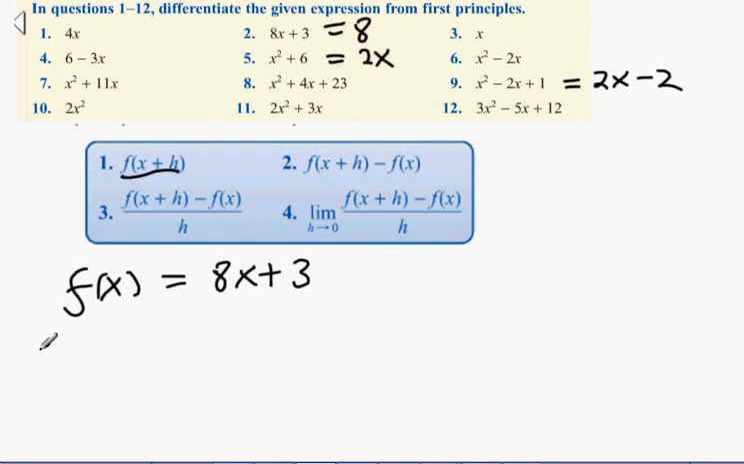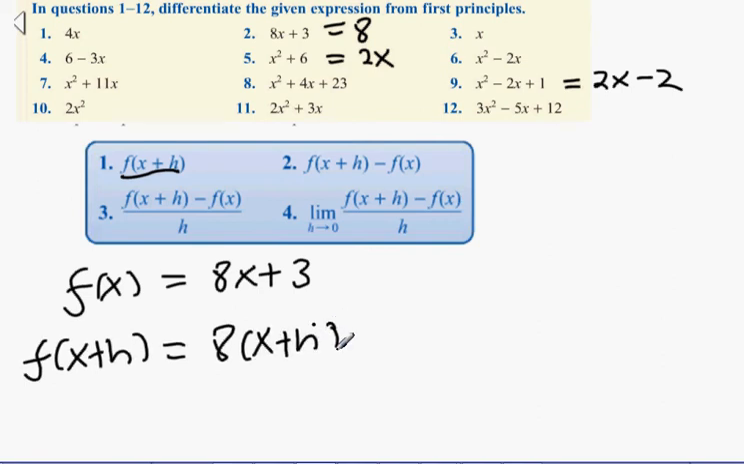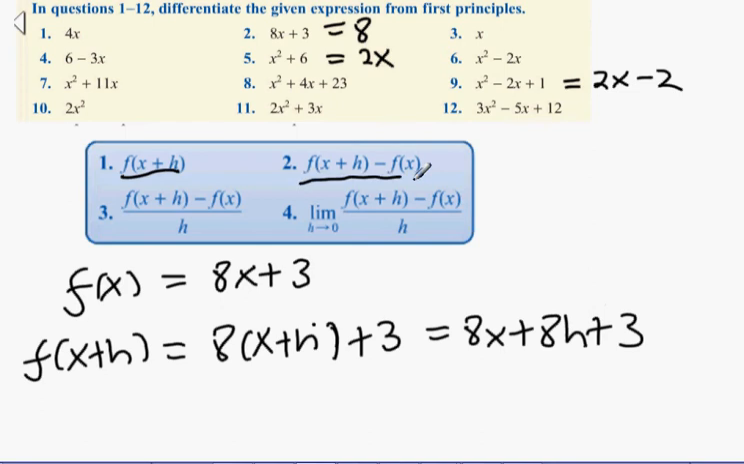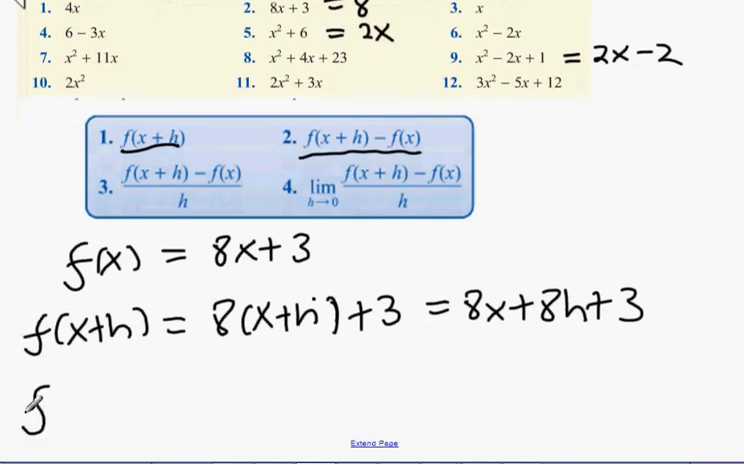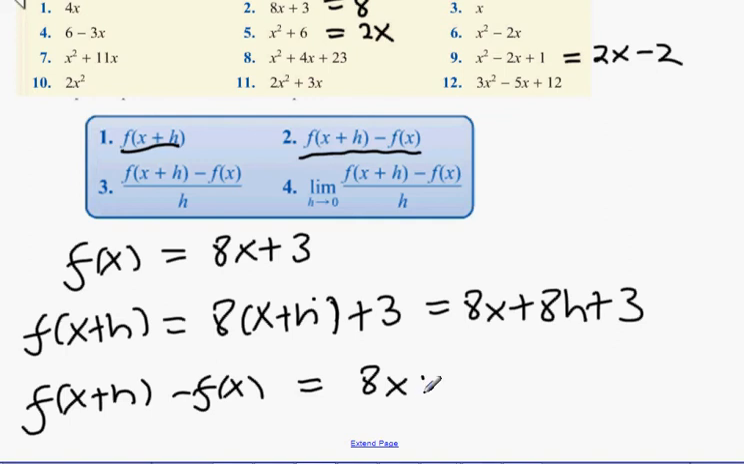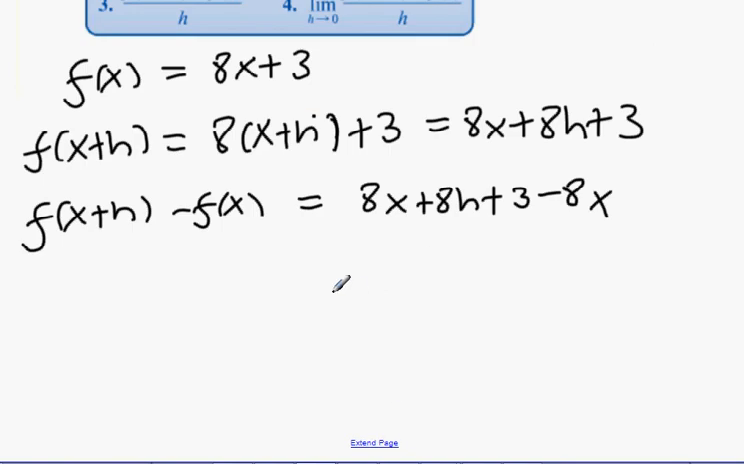Find out what f of x plus h is. How do you find out what f of x plus h is? 8 times x plus h plus 3, which is 8x plus 8h plus 3. Next step, take f of x away from f of x plus h, and look what happens. 8x plus 8h plus 3 minus 8x. What's left over? 8h plus 3.